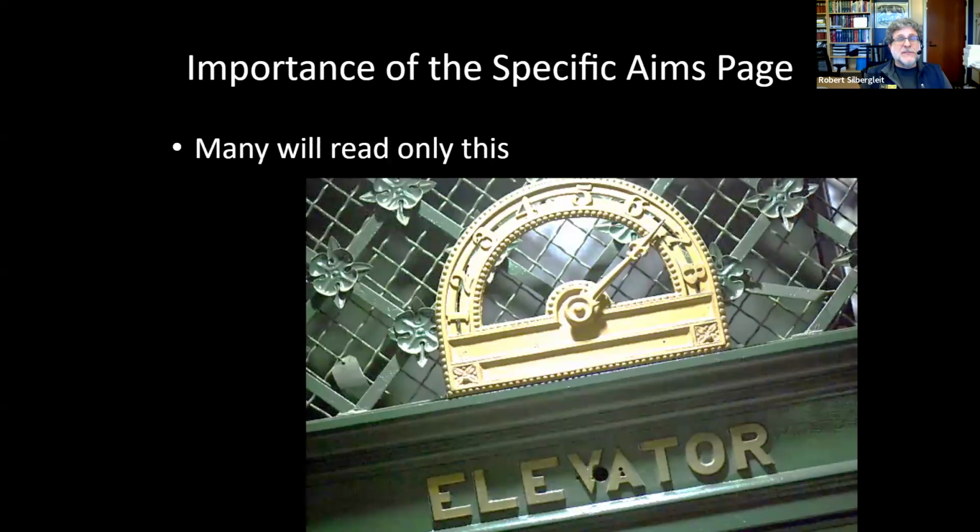So the specific aims page is your big chance to make an elevator pitch for the grant that you're proposing. And there are at least three really good reasons why this is so important. Number one is that there's a lot of people who are going to read only this. And that's because of how the review process works.